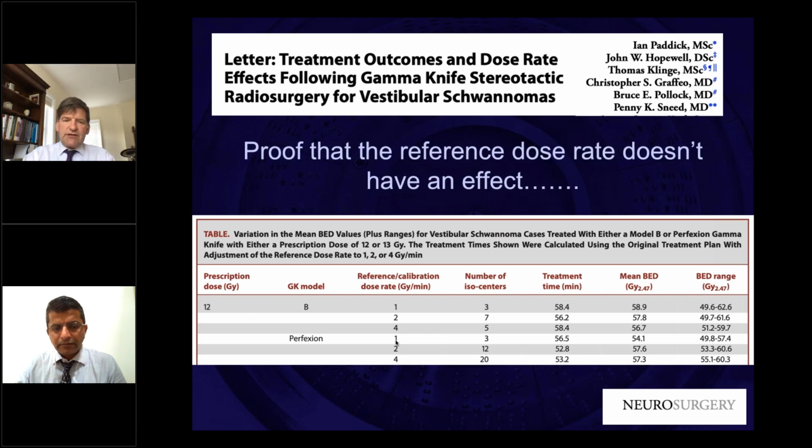So the 1 gray a minute treatment plan, of course, has a lower number of isocenters, while the 4 gray a minute treatment plan has a lot more isocenters. These are all given in around 50-55 minute treatment time. And you can see that the mean BED of those treatments is almost identical. So that shows you that it's the overall treatment time that affects the BED. It's not the reference dose rate of the machine.